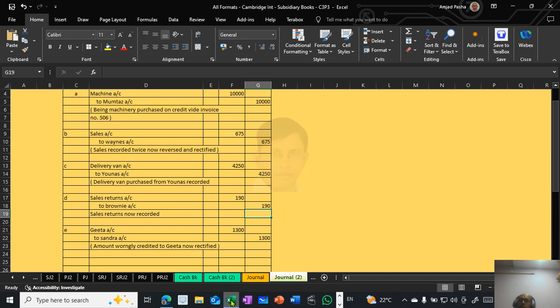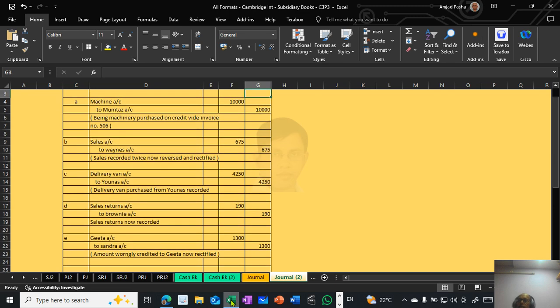None of these entries will come in the books of prime entry, neither in the sales journal, nor purchase journal, nor sales return journal, nor purchase return journal, nor cash book. They will come in the residual book, that is journal proper. So carefully you have to do this.